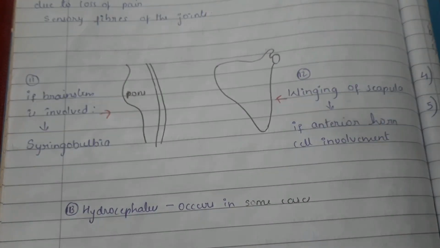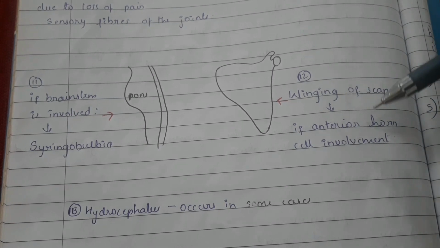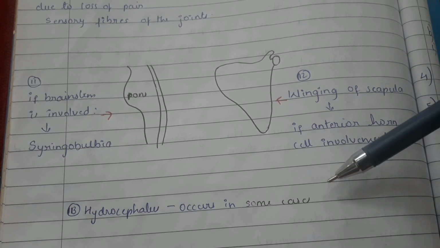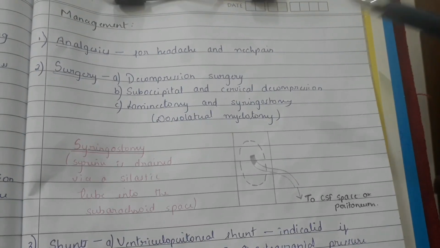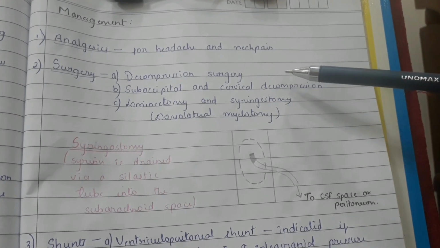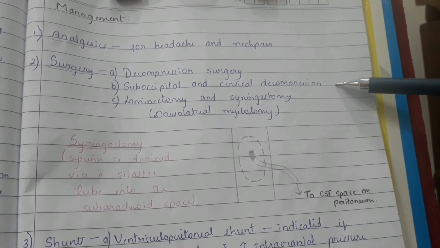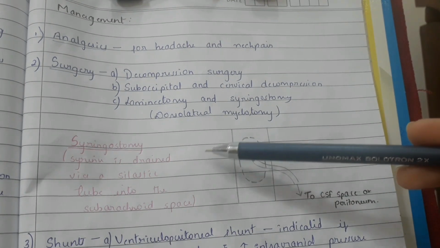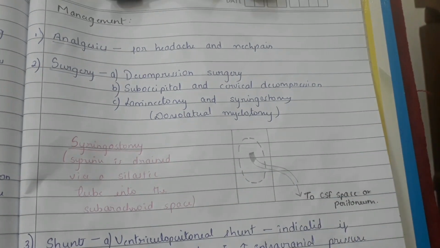If the brain stem is involved, it is called syringobulbia. Winging of the scapula if anterior horn cell involvement is present, and hydrocephalus is seen in some cases. Management includes analgesics for headache and neck pain, surgery, that is decompression surgery, suboccipital and cervical decompression, laminectomy and syringostomy. Syringostomy is where the syrinx is drained via a cylindrical tube into the subarachnoid space.